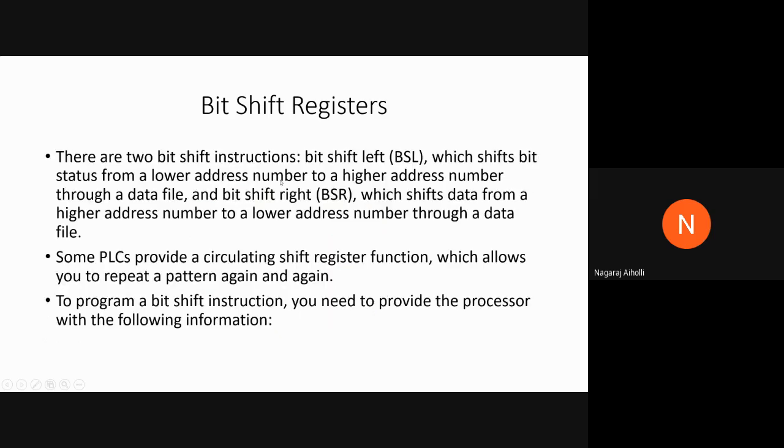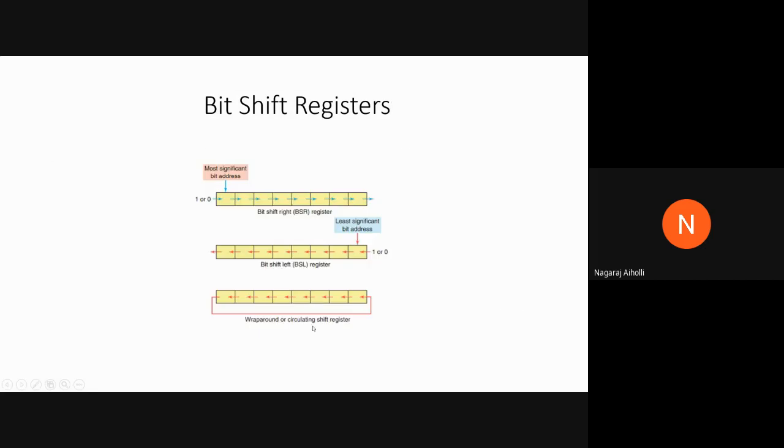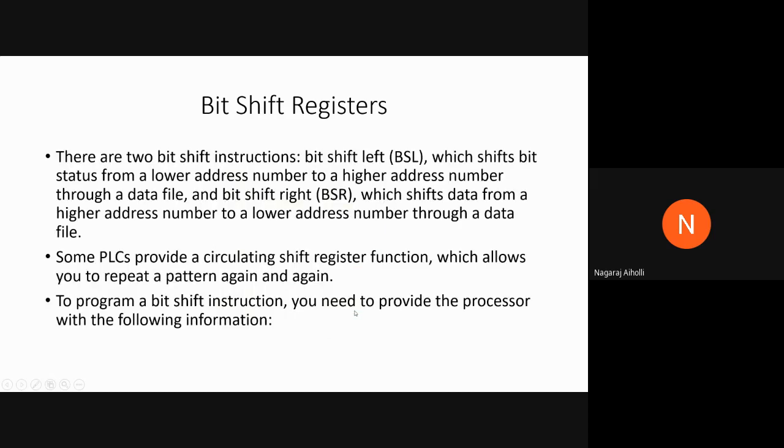There are two bit shift instructions: bit shift left, which shifts bit status from a lower address number to a higher address number through a data file, and bit shift right, which shifts data from a higher address number to a lower address number through a data file. Some PLCs provide a circulating shift register or wrap around shift register function, in which there is a circulation of data from left to right, again back to input, again left to right, like that, or right to left, again back to input, and again right to left.